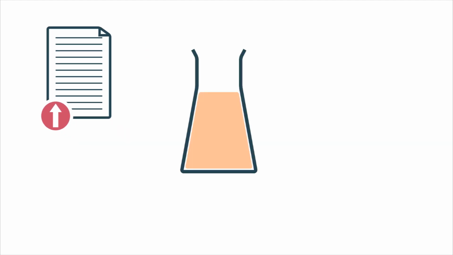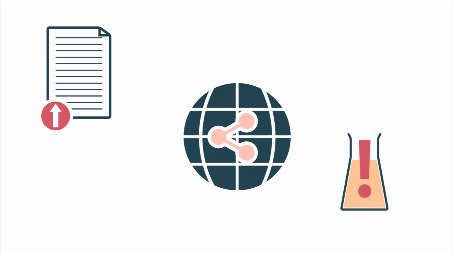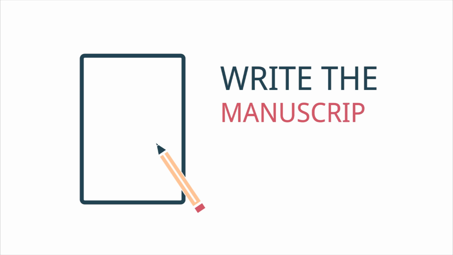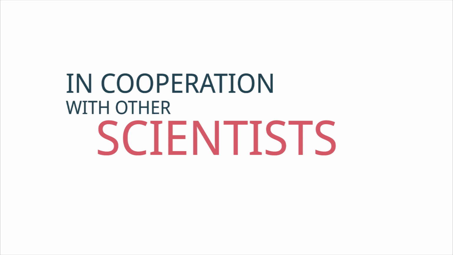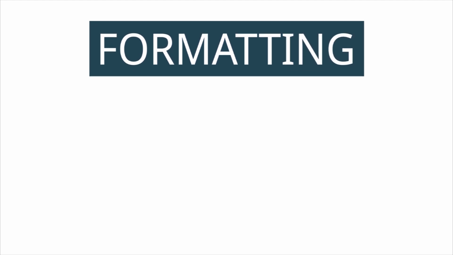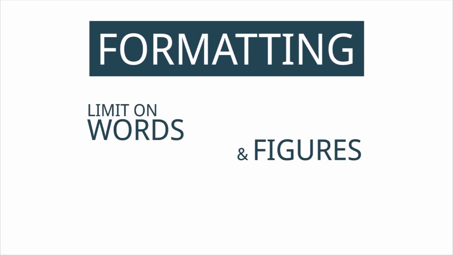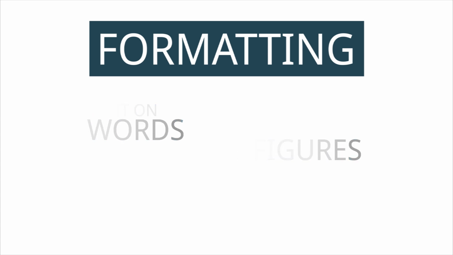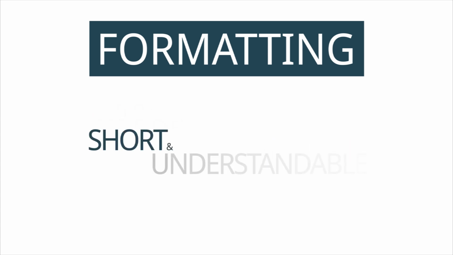Well, you want to publish a paper, you've been researching something in the lab, you find something you think is really interesting and you want to share that with the world. The first thing you have to do is write the manuscript. You often do this in collaboration with other scientists that you've been working on the project with. And once you're happy with the manuscript, you decide on what journal to send it to. And that will dictate how some of the formatting is done. But in general, there's a limit on how many words and how many figures, and that's probably a good thing because it keeps the story short and understandable.